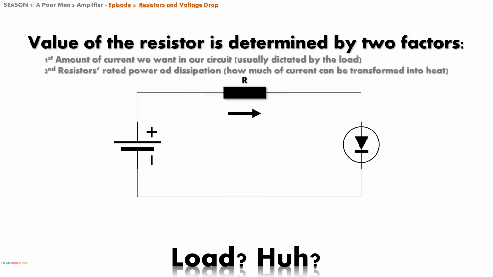Usually, the amount of current we want flowing in the circuit is dictated by something called a load. A load is a component or a device that consumes power provided by the circuit's power source, and performs work. In our example, the load is the LED light, which consumes power from a battery, and the work it performs is illumination. But we still do not know how much current we need to allow in our circuit, or how big a resistor we need. How do we find out the answer to all of this?